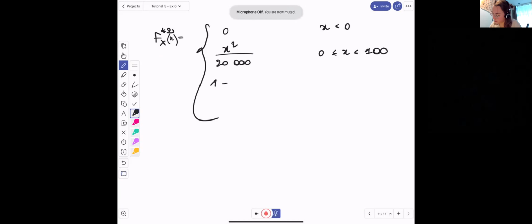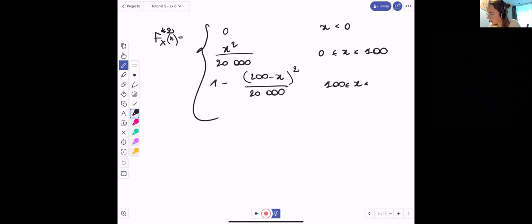It's 1 minus (200 minus x) to the power 2 divided by 20,000 when x is in between 100 and 200, and it was 1 when x is strictly larger than 200. So we found our twofold convolution. You see that it's a very time-consuming process, and if you want to calculate 3-fold, 4-fold, 5-fold convolutions, you will have papers full of calculations.